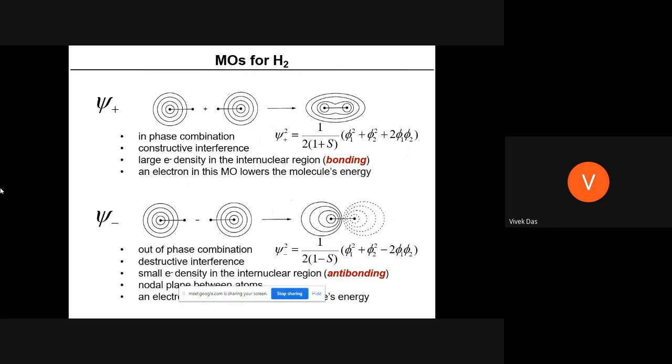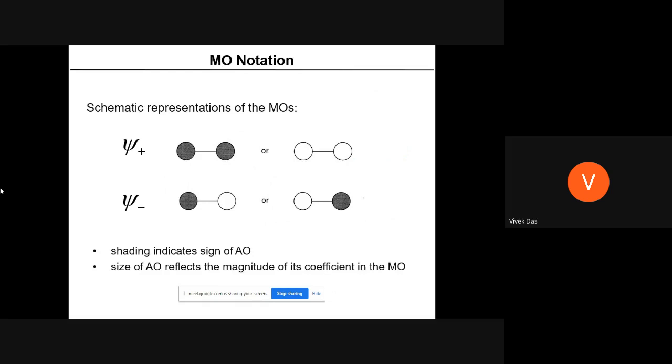So this is the simple MO notation, which you will use regularly, which we always use. Similar shade indicates similar sign of the atomic orbital. And the size of the atomic orbital reflects the magnitude of its coefficient, like how much it will contribute to the molecular orbital.